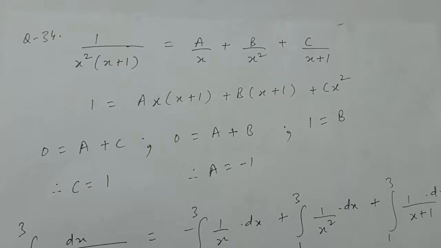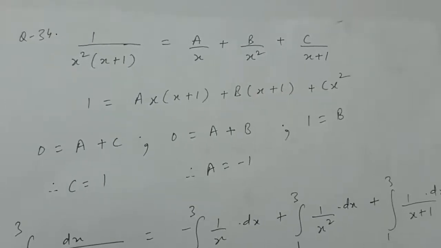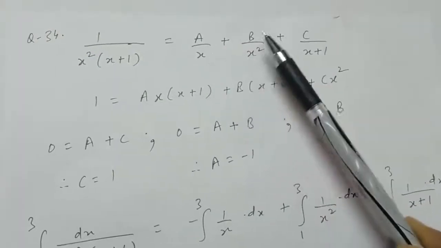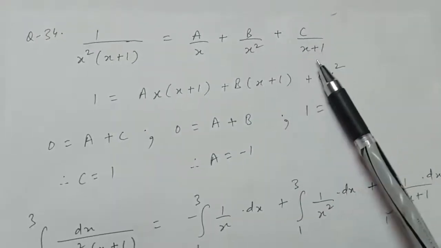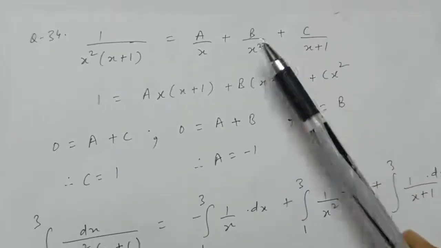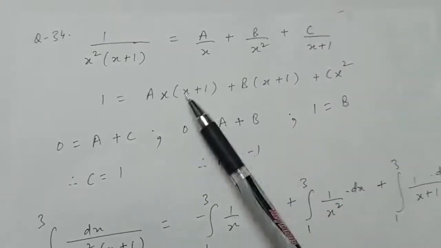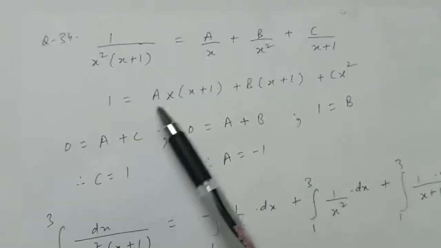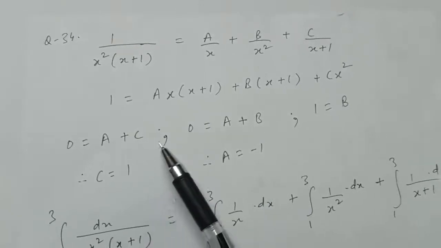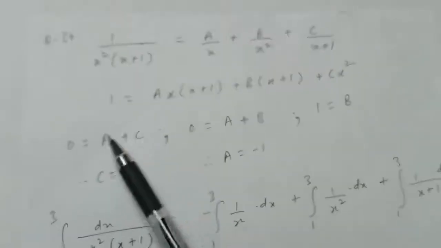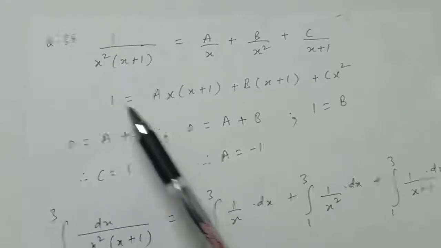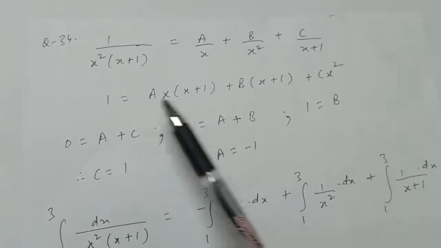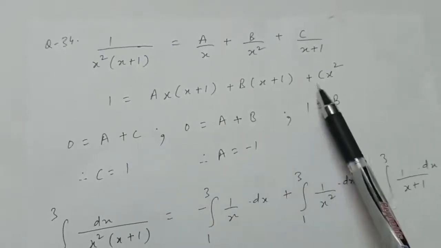Question number 34th is 1 upon x square into x plus 1. So use partial fractions. This can be written as A by x plus B upon x square plus C upon x plus 1, right? Now take LCM on the right hand side, you will get this, and compare the coefficients. So the coefficient of x square here is 0 and on the right side it is A plus C. Now the coefficient of x on this side is 0 and on this side it is A plus B, and the constant here is 1 and the constant on this side is B.